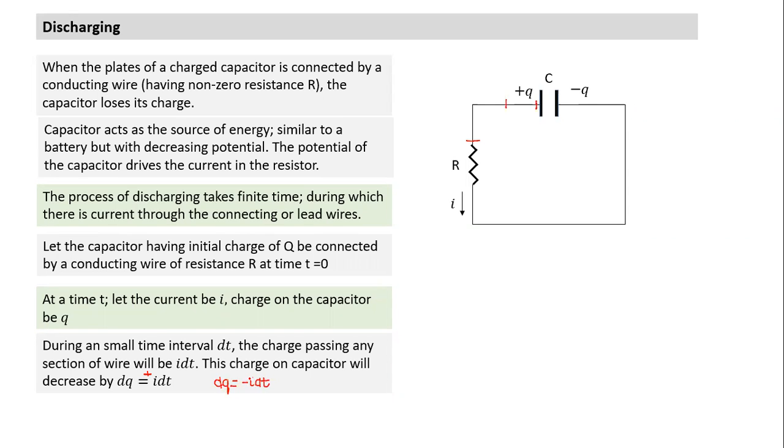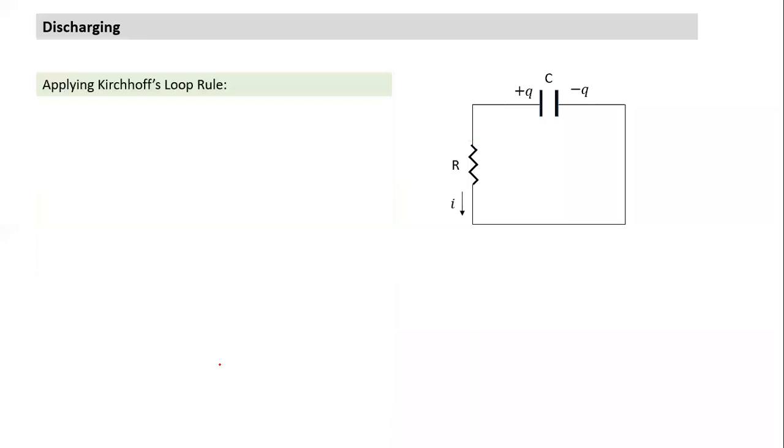Why is it minus? Either I can use the words "charge is decreased by amount I dt," or I can say the change in charge is equal to minus I dt. Both have the same meaning. Okay. So let's apply the Kirchhoff loop rule here.